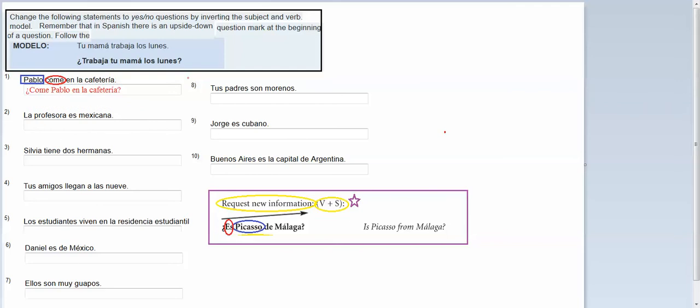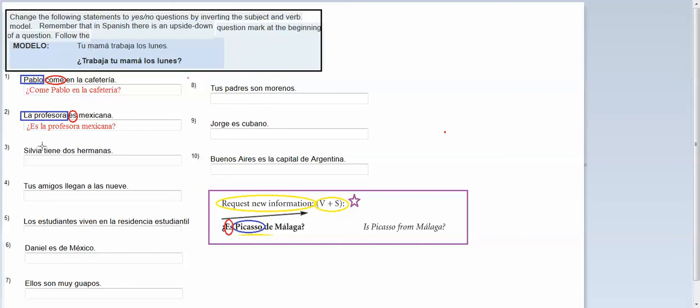Okay, so I'm going to do the same thing down here. My verb is. Okay. And my subject is la profesora. Okay, so if I want to turn this statement into a question that requests new information, I would do my upside down question mark. Then I would put my verb first, which is. Then I'm going to put la profesora, and then I'm going to put mexicana, and end it with a right side up question mark.